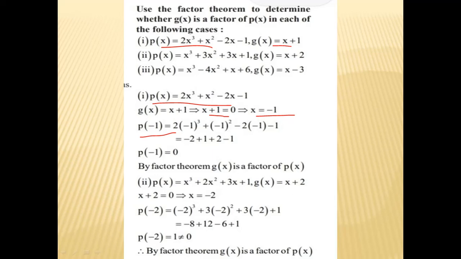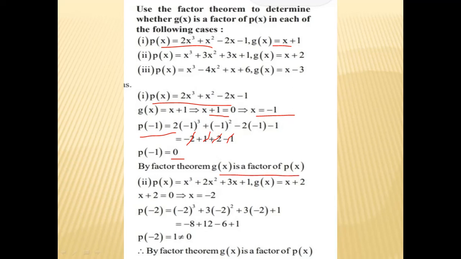2 into minus 1 whole cube is minus 2, minus 1 whole square is plus 1, minus 2 into minus 1 is plus 2, minus 1, write it as it is. Minus 2 plus 2 is cancelled, and 1 plus 1 and minus 1 is also cancelled. Therefore we get 0. The remainder is 0. Therefore by factor theorem, g of x, or x plus 1, is a factor of p of x.